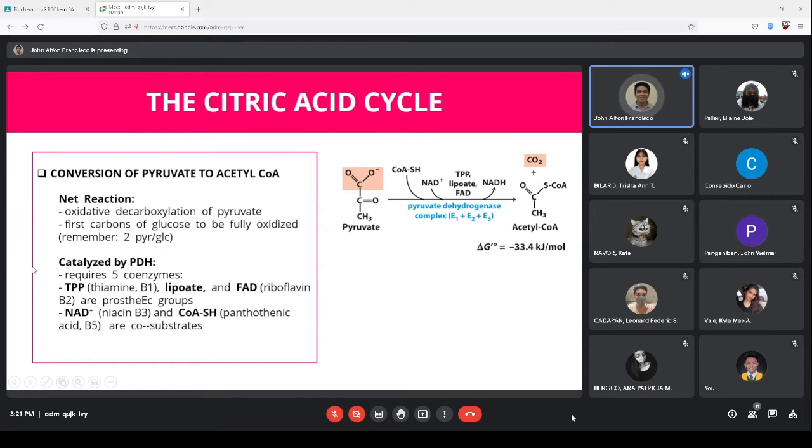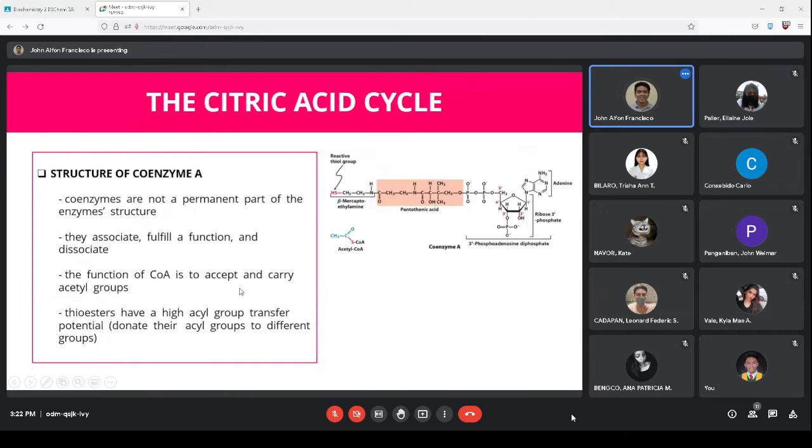Okay? This is catalyzed by PDH, pyruvate dehydrogenase, and it requires 5 coenzymes. One is TPP, which is mostly of the coenzymes involved in PDH are vitamin B complex. So B1, thiamine, lipoic acid, FAD, which is riboflavin, or vitamin B2, which are prosthetic groups. This is prosthetic, right? And NAD plus and CoASH as co-substrates. So ano nangyayari? Ay, meron pa pala.